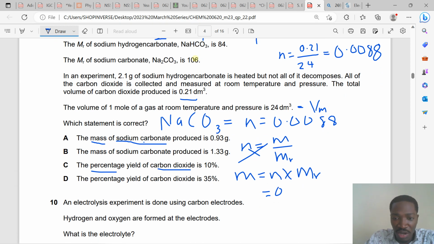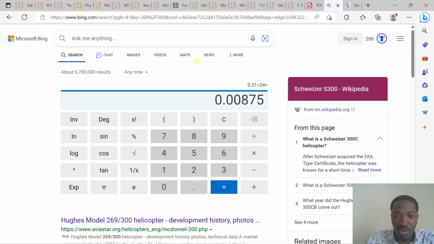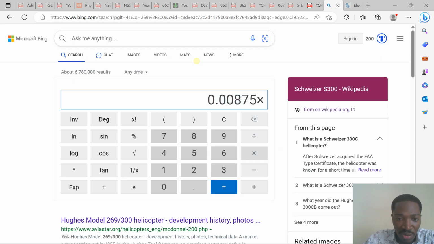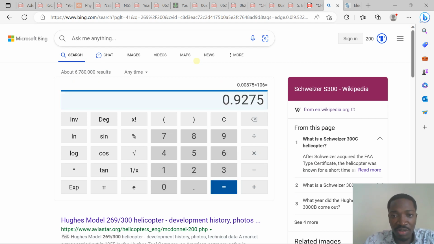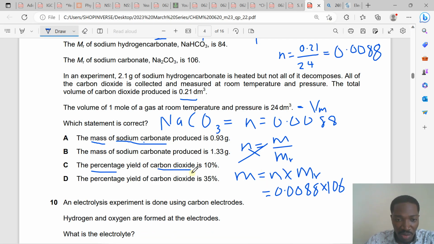So you multiply 0.0088 by our relative molecular mass of Na2CO3, which is 106. When you multiply those two, what will you get? We will multiply our answer here by 106. This will give us 0.9275. And do we have that here? Yeah, that's approximately 0.93. That's the mass of sodium carbonate. So this one is correct.